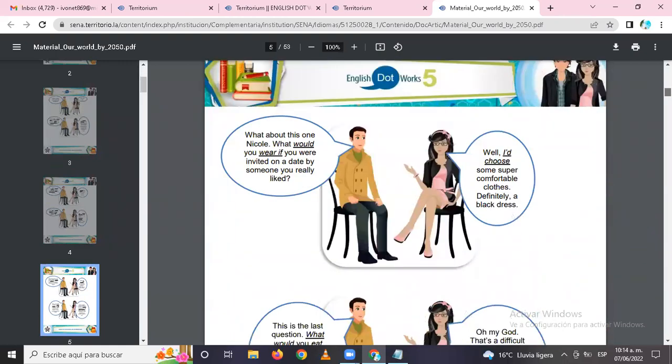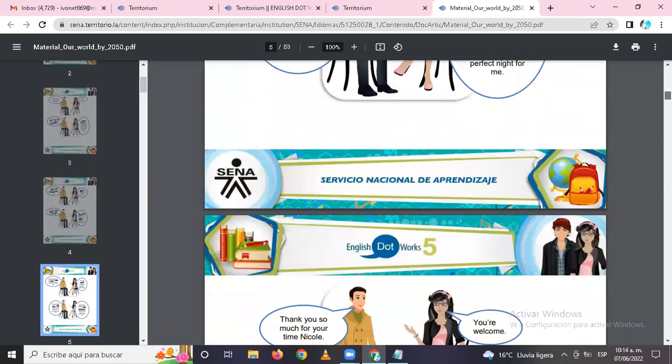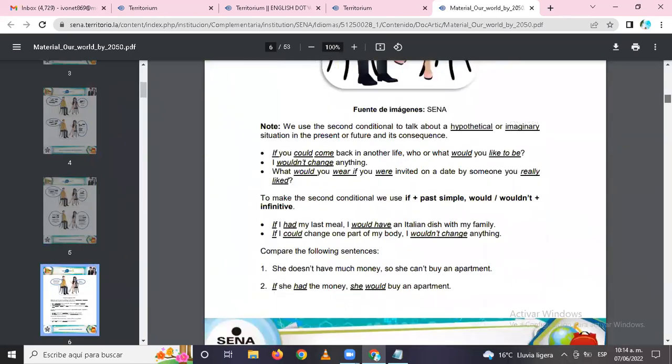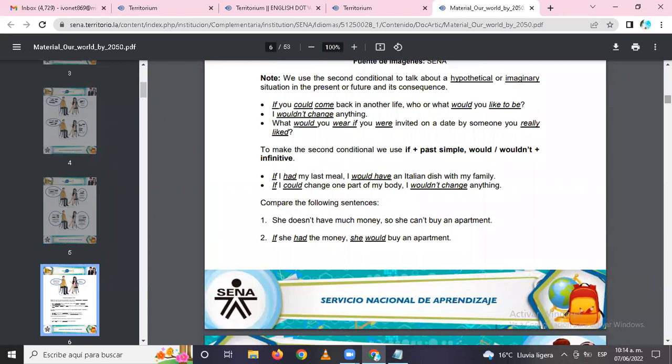What about this one, Nicole? What would you wear if you were invited on a date by someone you really like? Well, I'd choose some super comfortable clothes, definitely a black dress. Y si seguimos, hay muchas otras oraciones que nos muestran. Here are more examples from the contextualization above.